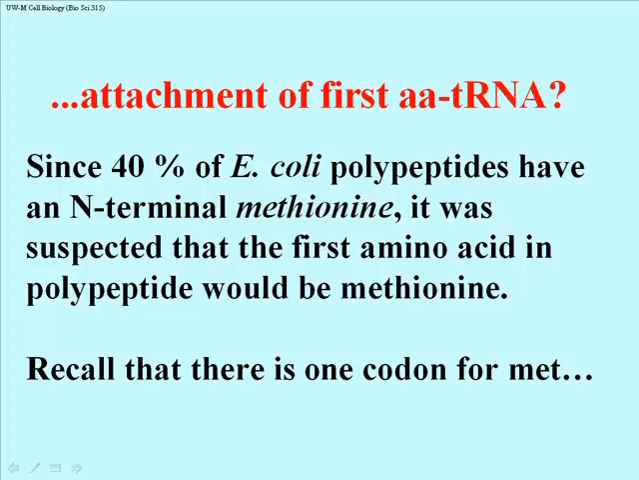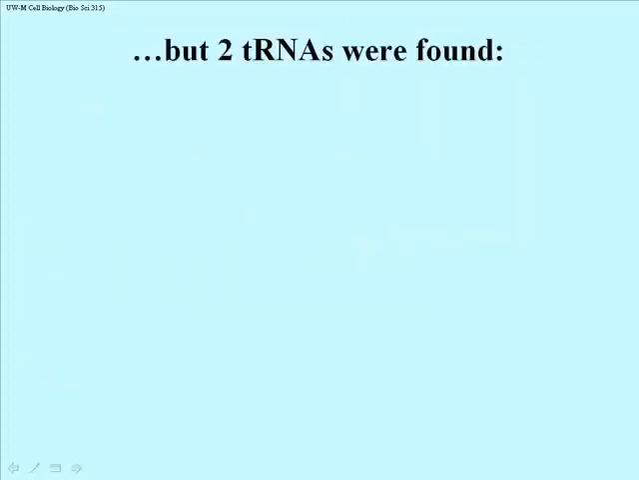coli proteins. Now, you may also recall from the genetic code dictionary, because I pointed it out to you, that there is one codon for the amino acid methionine. And this is important for understanding the next bit of investigation. Several researchers found that, in fact, there were 2 transfer RNAs for methionine. You would have predicted that there would only be one, since you have only one codon, so you would only need one methionine tRNA with its appropriate anticodon. But 2 of them were found.